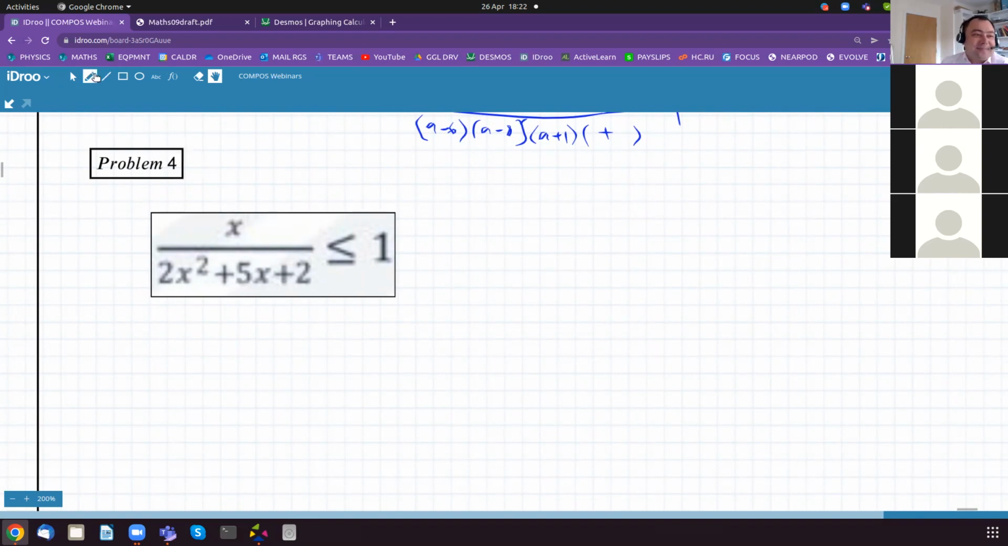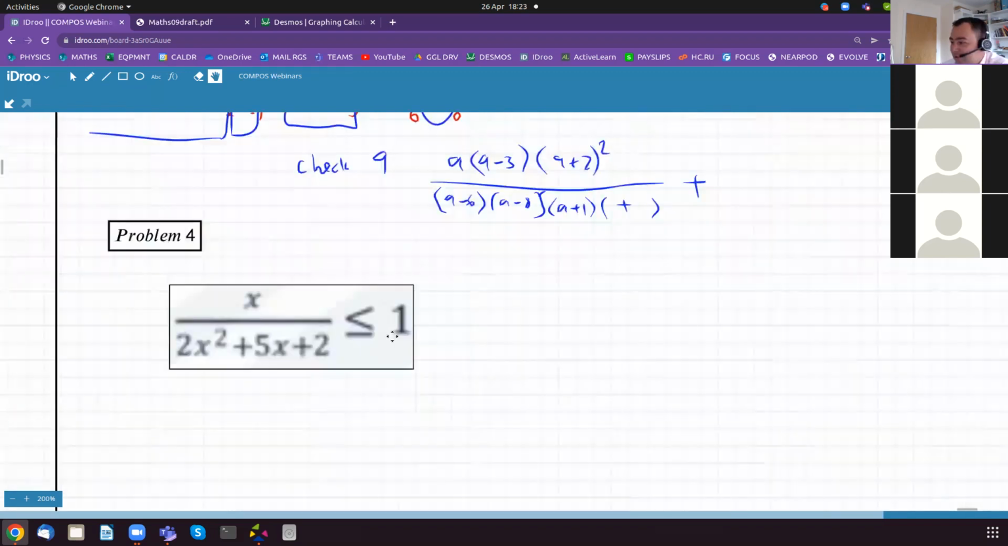So, right. What do we do here? Well, we don't have a 0 on the right, so we're going to make it 0. So we are going to say, okay, it's going to be x over 2x squared plus 5x plus 2 minus 1 less than or equal to 0.